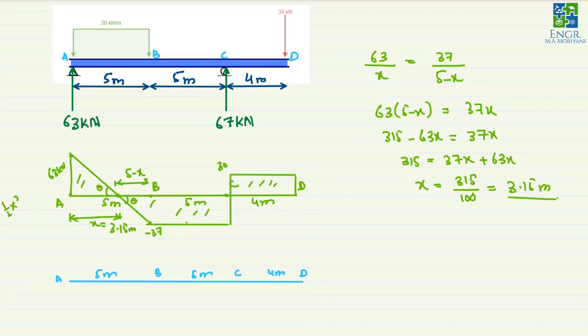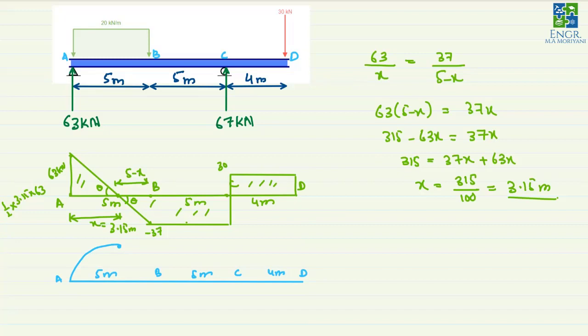So the area will be half into base, which is 3.15, and altitude, which is 63. If we multiply this, it will be 0.5 multiplied by 3.15 multiplied by 63. So the answer is 99.22. So at this point, the value of bending moment should be 99.22. Now from A to this point, which is at a distance of 3.15 meter, we have to connect this in a positive way. The slope will be positive.